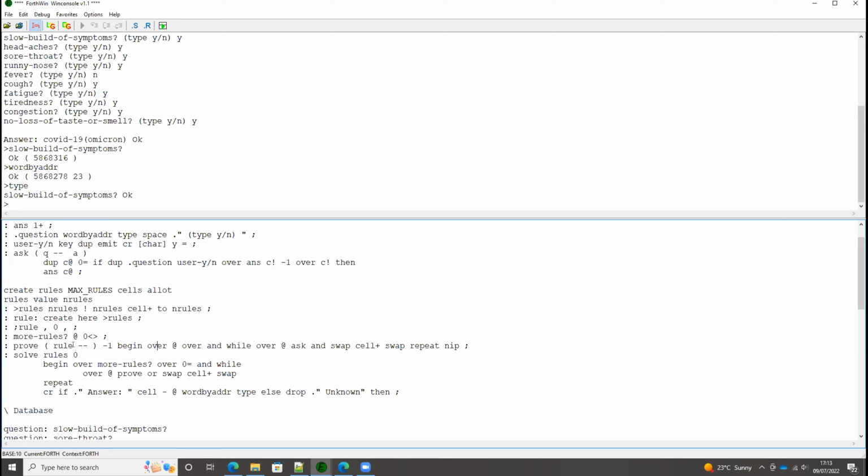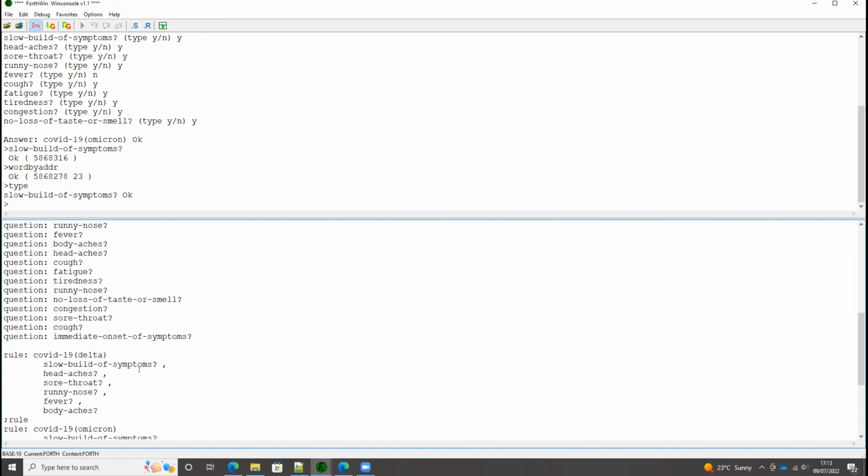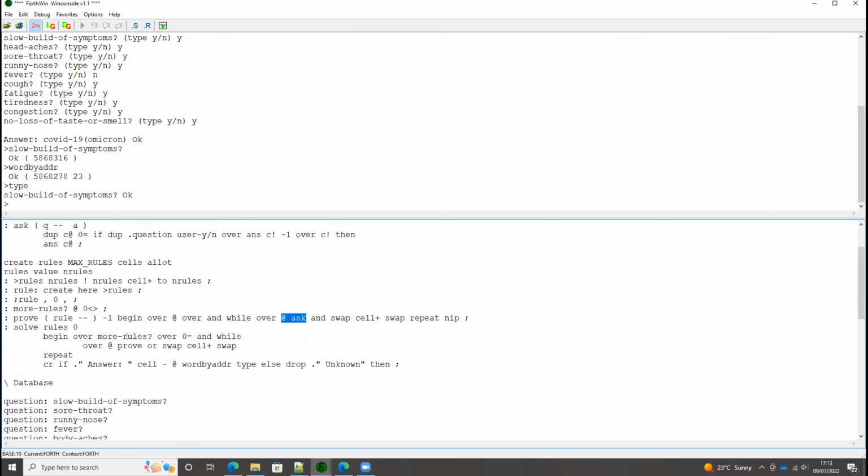When we prove a rule, what we're doing is we need to ask each question. And when a question is answered no, we finish. We stop asking questions because it means that this rule doesn't apply. So if you're identifying COVID-19 Delta and your answer to slow build of symptoms is no, well, then it's obviously not COVID-19 Delta, so it might as well move on to the next rule.